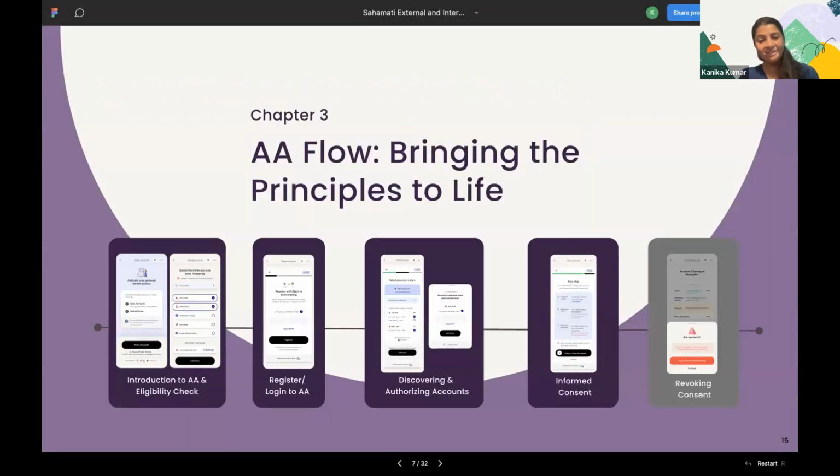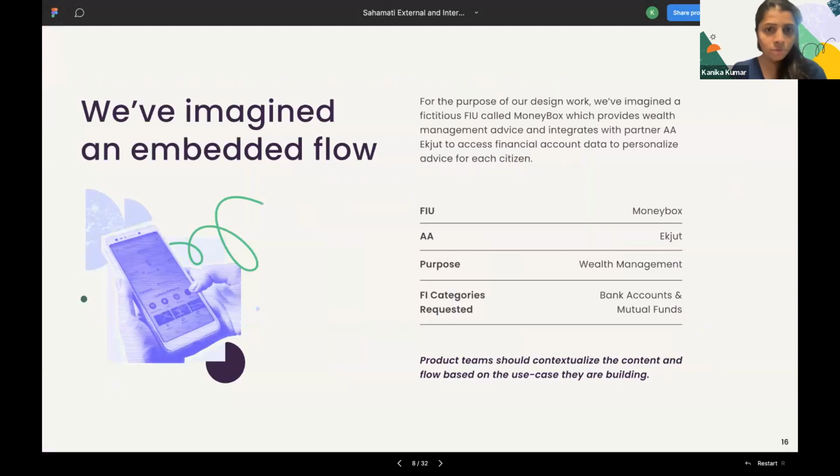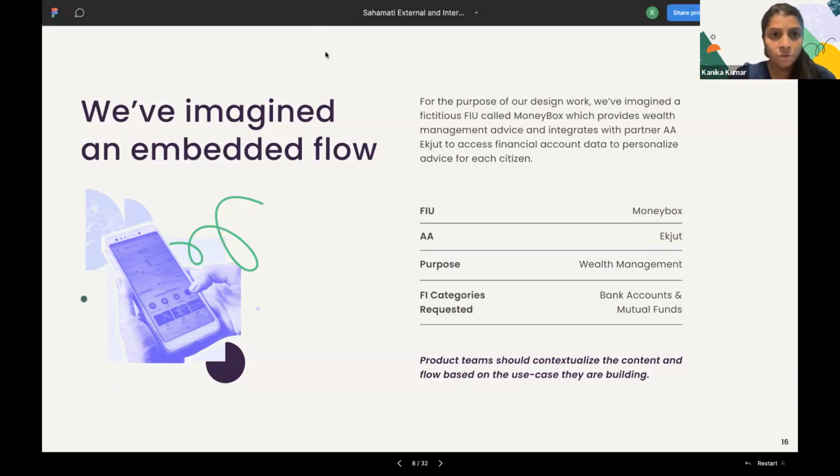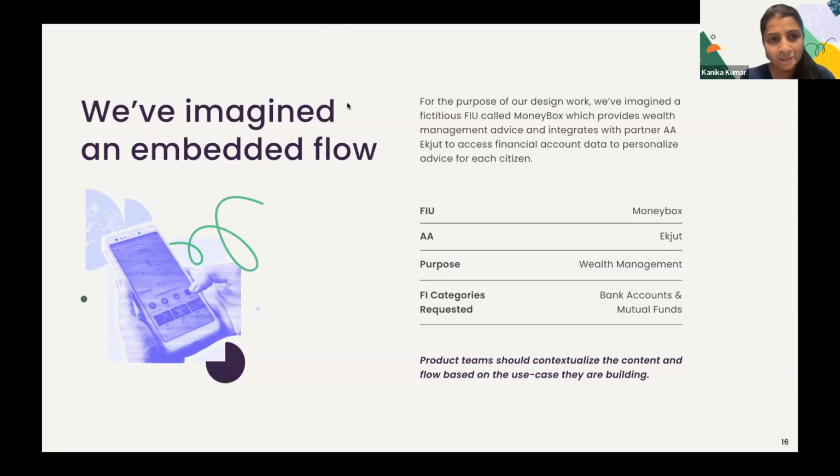So jumping into the fun part of this, what you'll see through the next few slides is an imagined embedded flow, where the FIU is Money Box. It's an imaginative FIU. We've named the account aggregator Ekjut. The purpose here is wealth management, and the FI categories that will be requested that you'll see are bank accounts and mutual funds. So just to show you what it could look like if you were collecting multiple categories of information. This is all just inspiration. And please don't treat any of these recommendations as final. We just wanted to give you a starting point and some ideas to go off of.